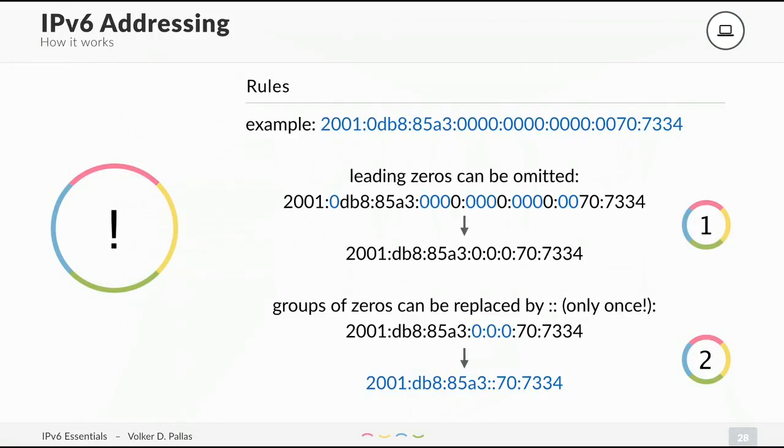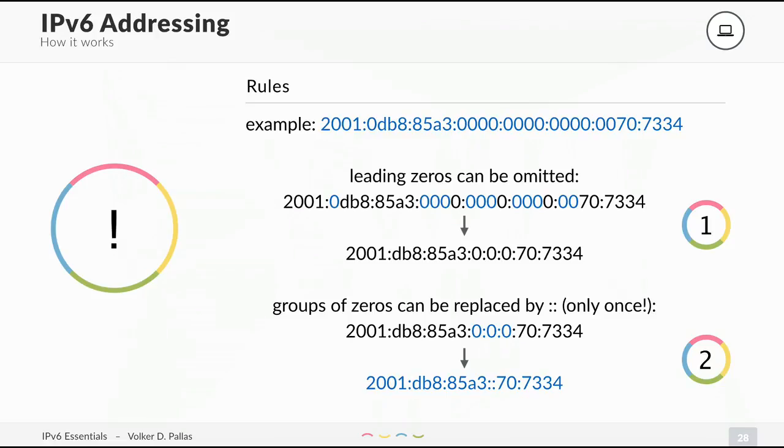On the top, you can see the long notation. That's the full IPv6 address notation. But rule number 1 says, leading zeros can be omitted. I marked them in blue. From every block, the leading zeros you can just leave out. So in step 1, you can leave out all the leading zeros.